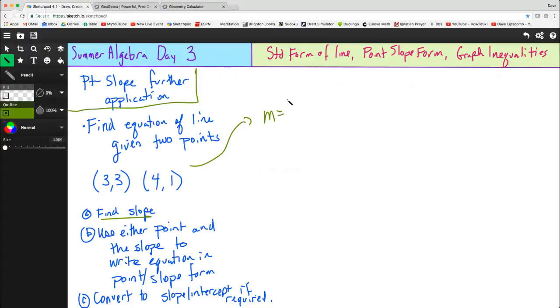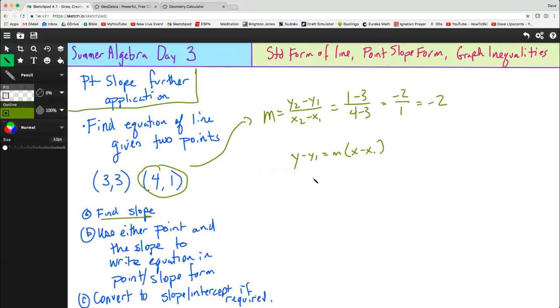So m equals y2 minus y1 over x2 minus x1. So that's equal to 1 minus 3 over 4 minus 3 equals negative 2 over 1 equals negative 2. So that's our slope, negative 2. Now I'm going to use this point here. We could use either point, but I'll just use the first one. And so we want y minus y1 equals m times x minus x1. So y minus 1 equals negative 2 times x minus 4.